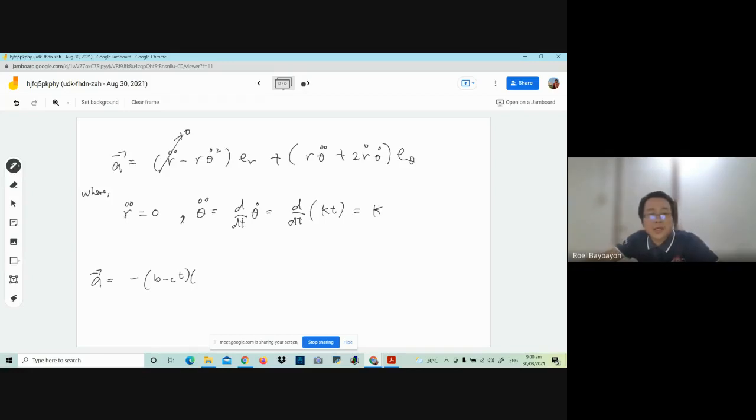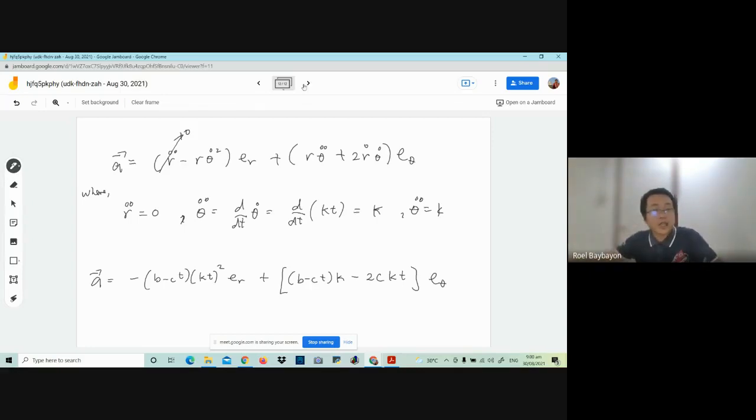times theta dot, which is kt, quantity squared, e_r, plus r, which is b minus ct, times theta double dot, which is k, plus 2 r dot. The r dot is minus c, so I have minus 2c, times theta dot, which is kt, times e_theta.